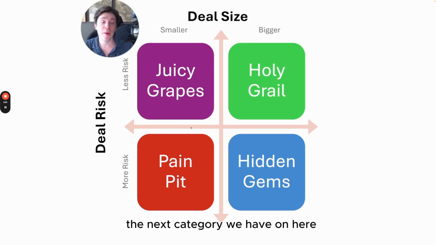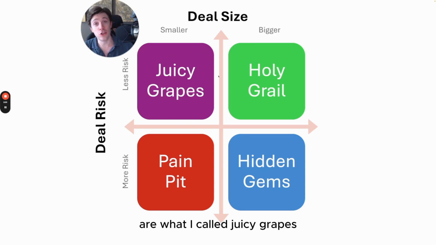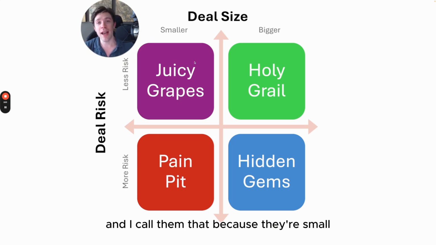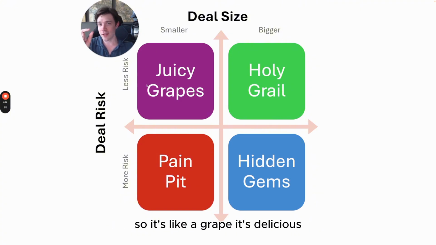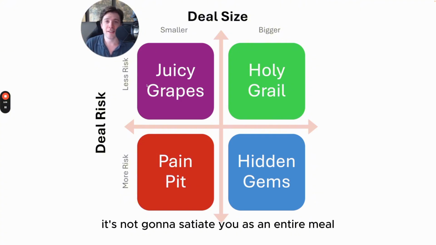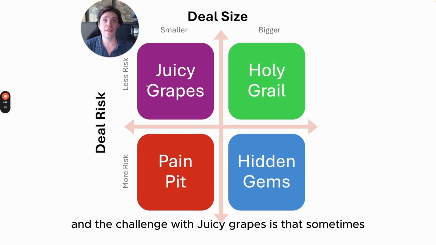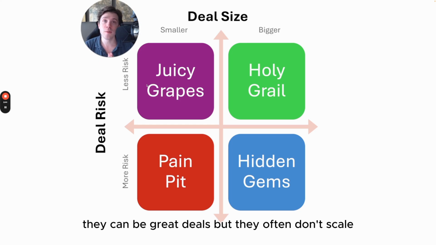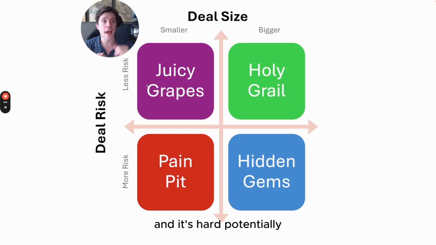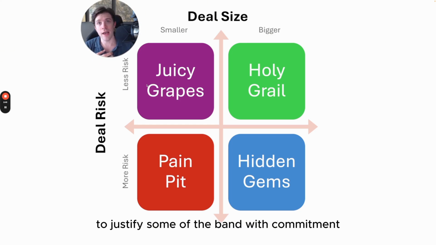The next category we have on here are what I call juicy grapes. This is my own verbiage here that I'm adding in, but juicy grapes, and I call them that because they're small, but they're not as risky, right? So it's like a grape. It's delicious, but it's tiny. It's not going to satiate you as an entire meal. And the challenge with juicy grapes is that sometimes they can be great deals, but they often don't scale, and it's hard potentially to justify some of the bandwidth commitment.